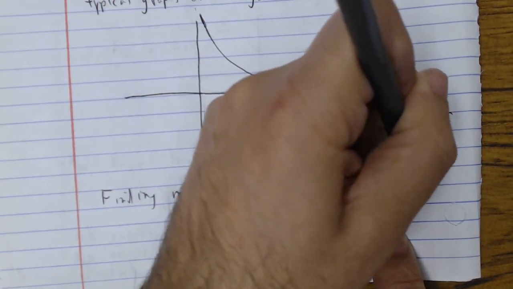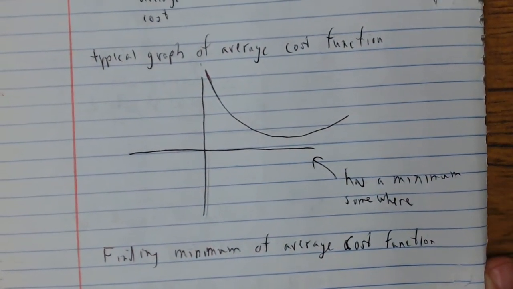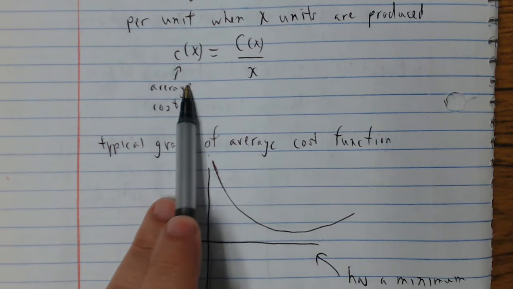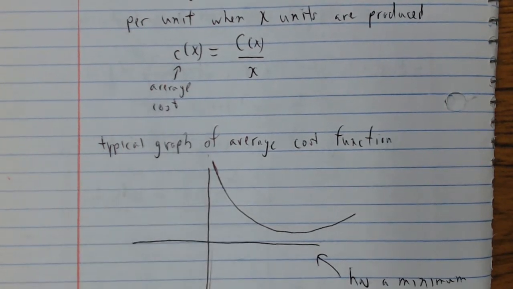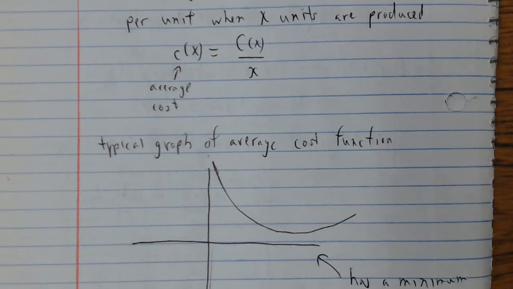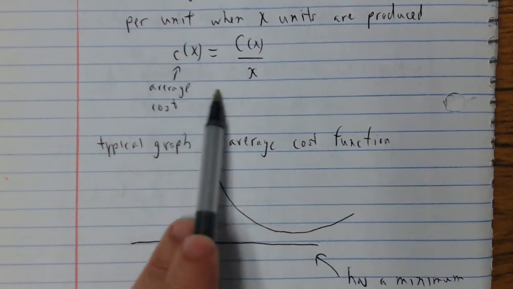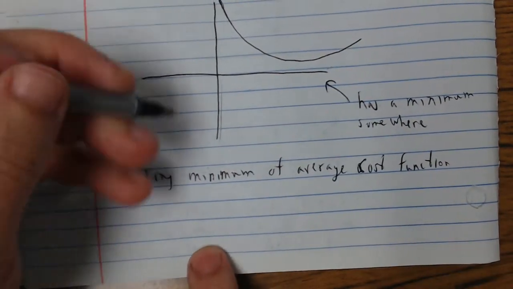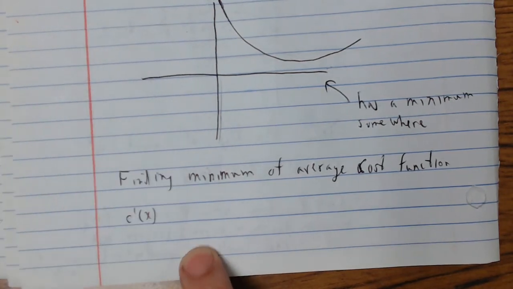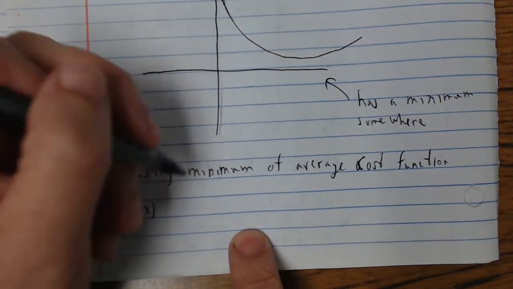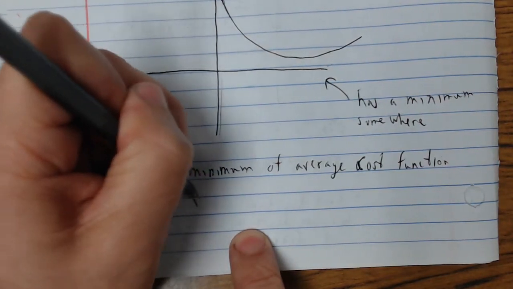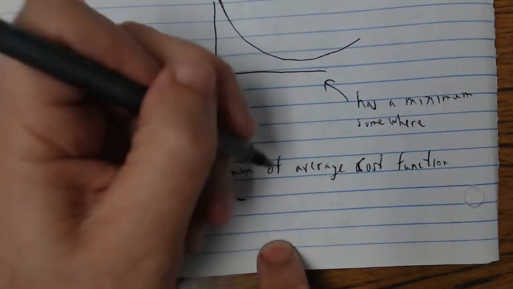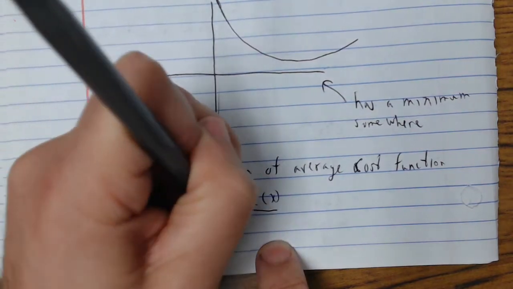So let's take a step back and go back to your average cost function, which is this guy. If I said minimize this, how would you minimize it? We should be really good at finding maxes and mins by now. So if you want to minimize this, the first thing you'd want to do is find a derivative of this. Since it's a quotient function, we'll use the quotient rule. So it'll be the derivative of the top times the bottom, x times c prime of x, minus the derivative of the bottom, which is just 1, times c of x, all over the bottom squared.